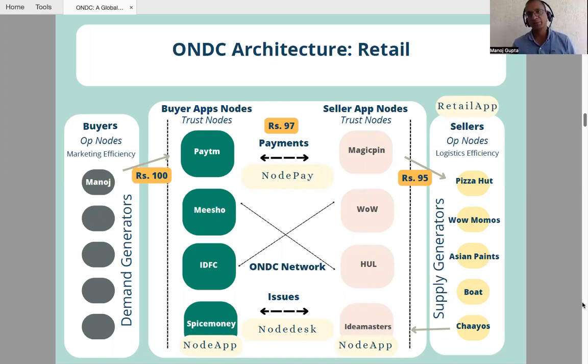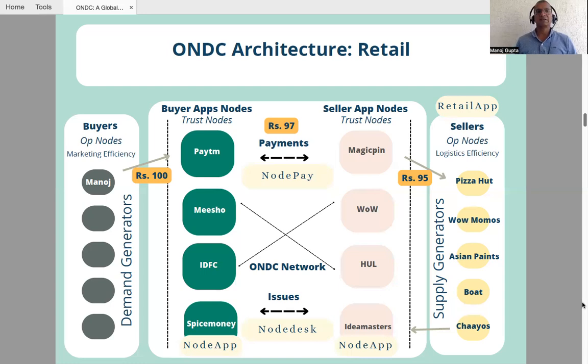It is a two-sided platform. On one side you have buyer apps, on the other side you have seller apps. Buyer apps primarily bring traffic to the network, and seller apps bring supply to the network, right? Anyone can be a buyer app, anyone can be a seller app. There's no restriction on that part. Buyer apps and seller apps are primarily what form the network. And what you see between the dotted lines is what ONDC governs.